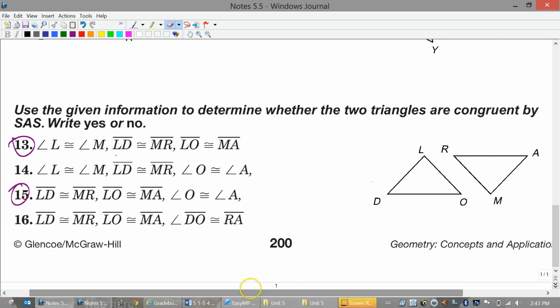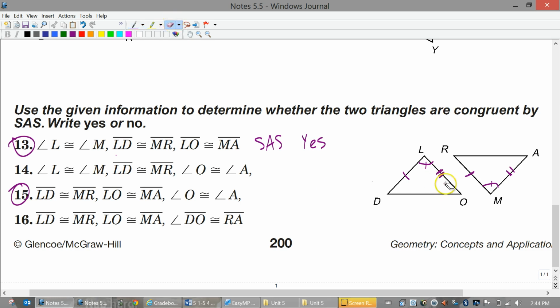If you do it the way I do it, you label it R and M, or L and M match, LD and MR match, LO and MA match. Is that a SAS situation? Is that angle between those 2 sides? That's a SAS situation. Yes. The angle is in between the 2 sides. With me on that?